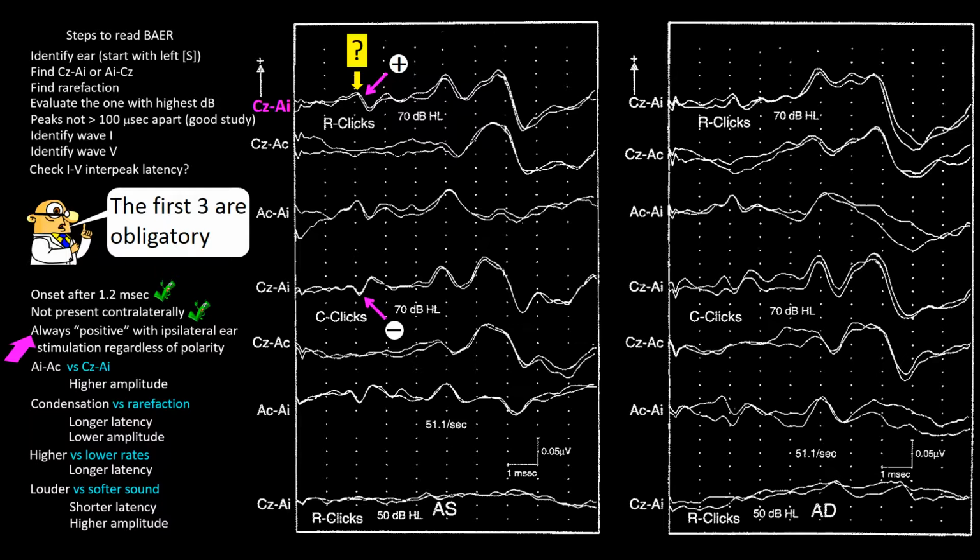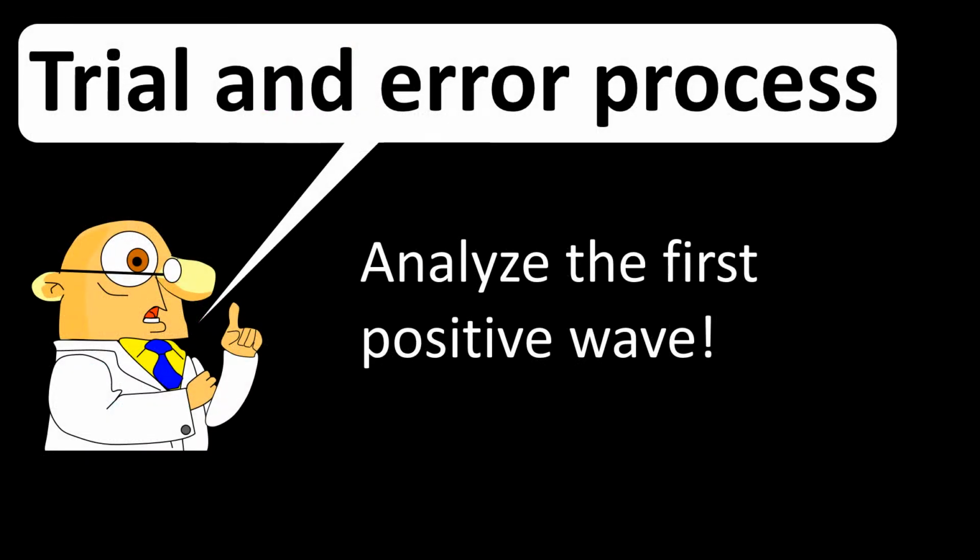The change of wave polarity with a change in stimulus polarity contradicts the always positive rule for wave 1. So the analysis of the first positive wave did not cut it. Then go on to analyze the second positive wave.